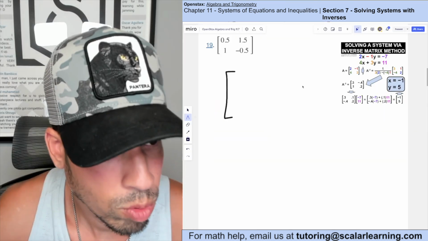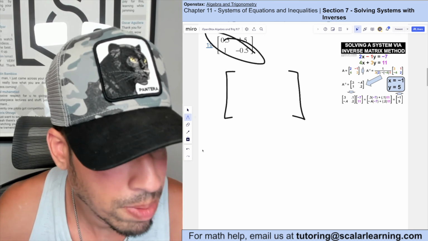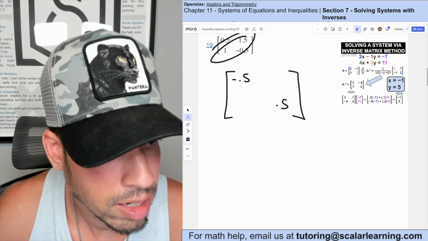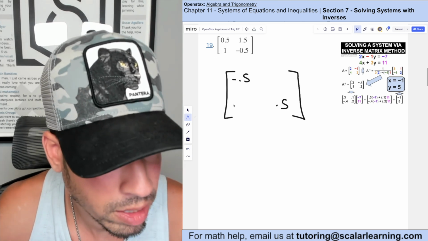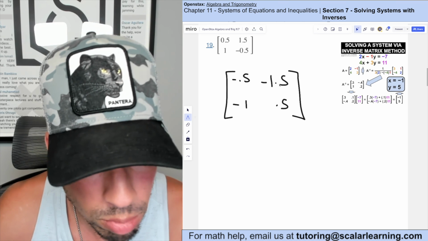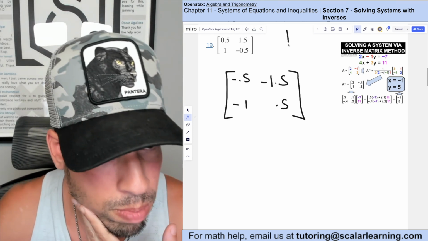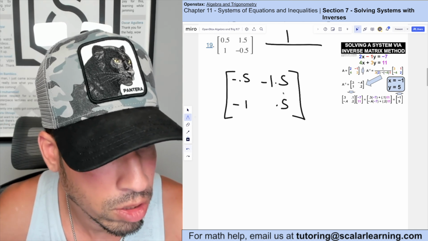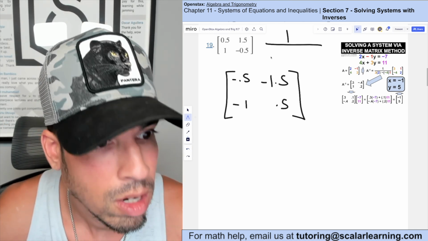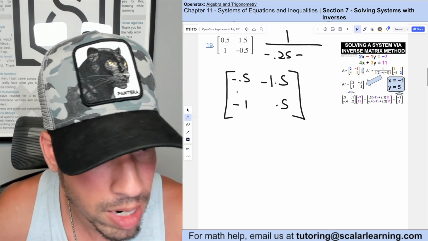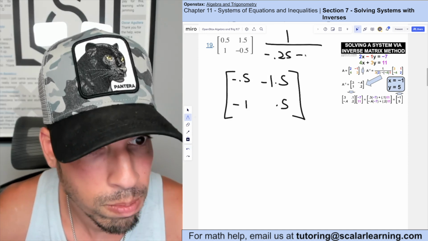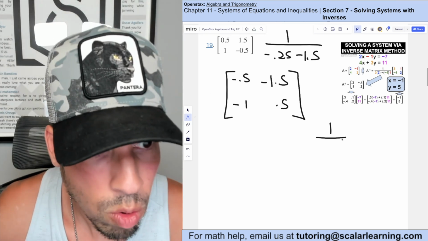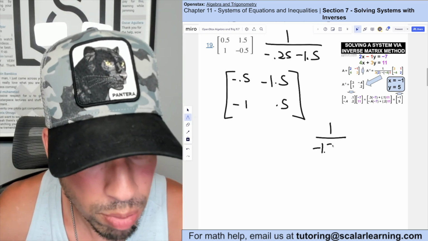Done. So for this one, we're going to start by swapping these two, right? So we got negative 0.5 up here, 0.5 down here, and multiplying both those by negative 1. So we got negative 1, negative 1.5. Okay, and then we're going to multiply it by the scalar of 1 over the product of, actually, let's do it from the new matrix. The product of these guys, which is negative 0.25, minus the product of these guys, which is positive 1.5. And that is going to give us 1 over negative 1.75.